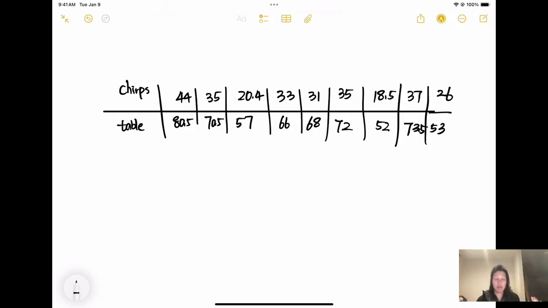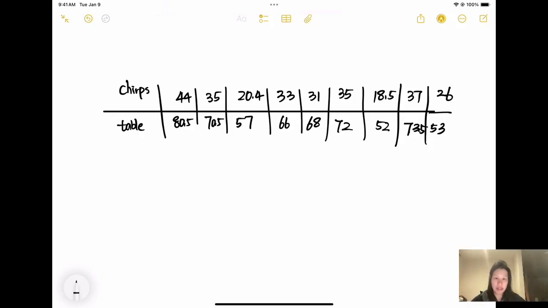So here's an example. I'm going to show you how to use Desmos to help us find that line. The table below shows the number of cricket chirps in 15 seconds and the air temperature in degrees Fahrenheit. We need to plot this data and determine whether the data appears to be linearly related.